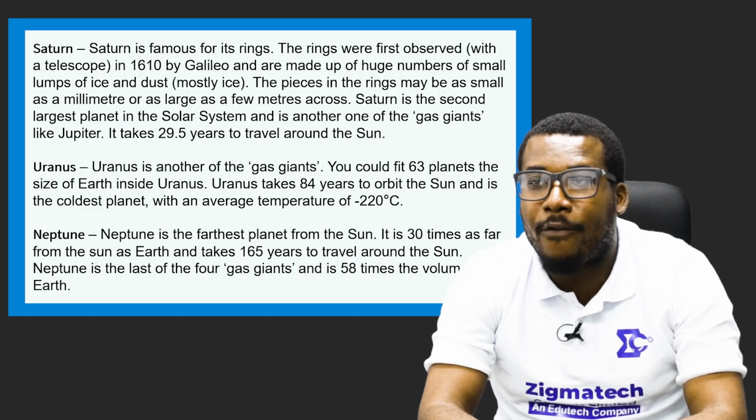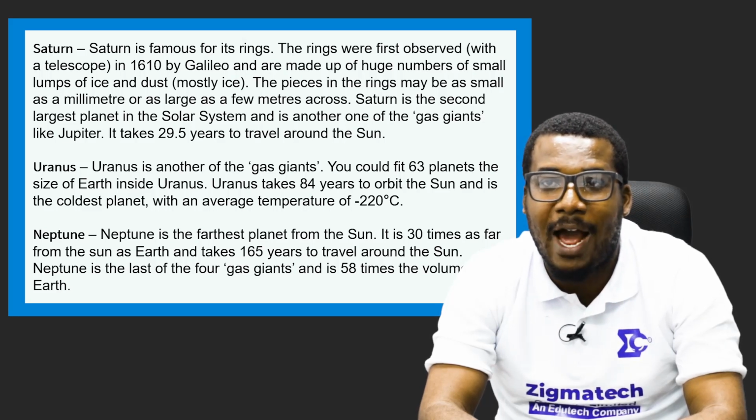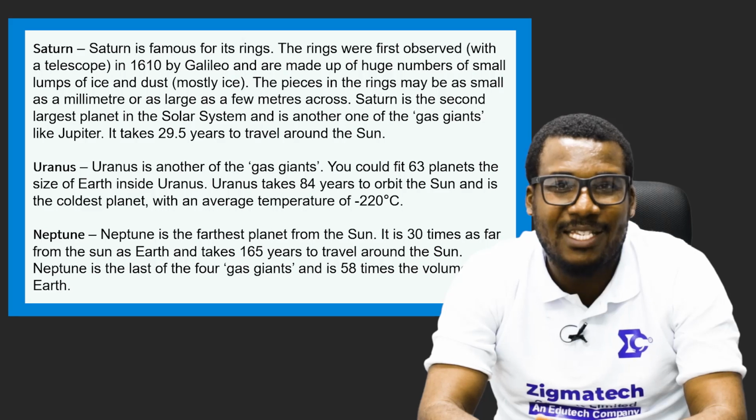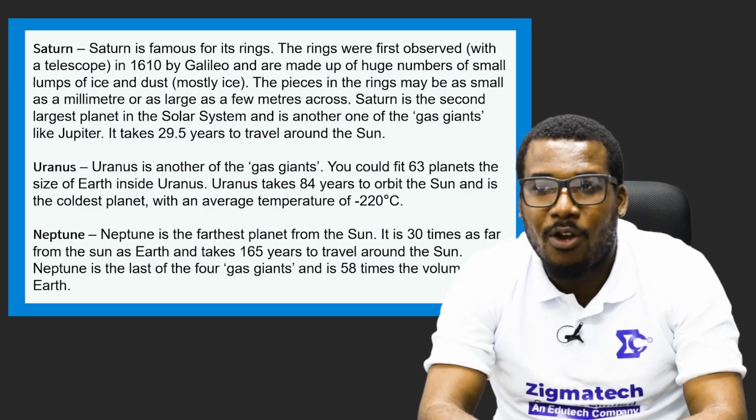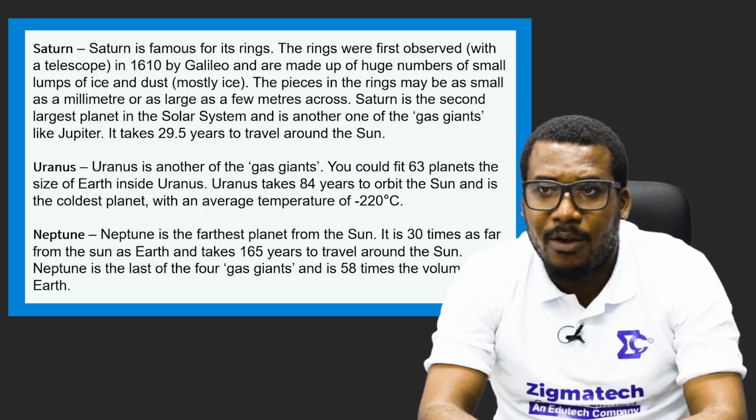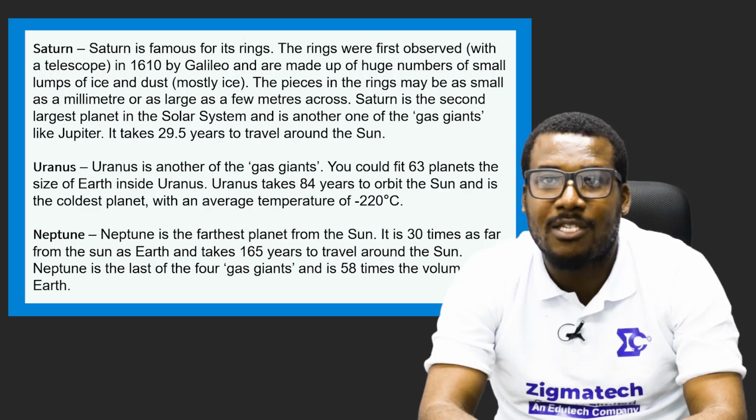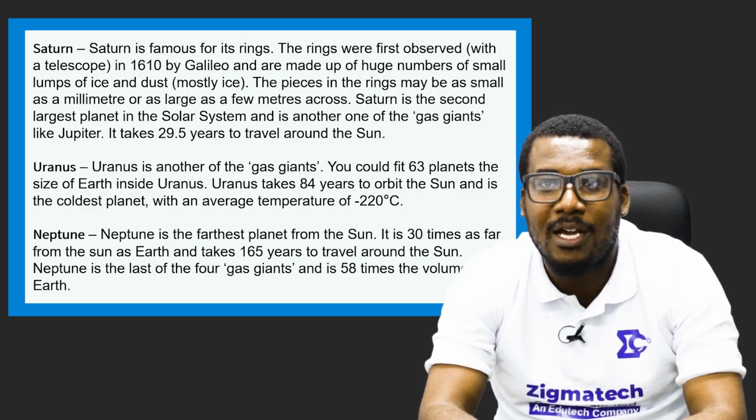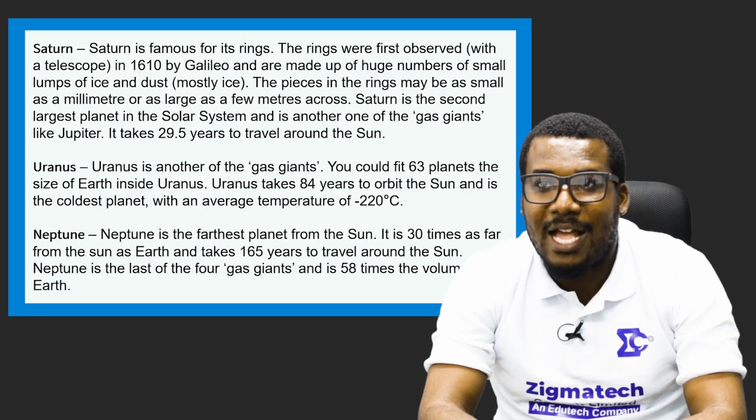and they are made up of huge numbers of small lumps of ice and dust. So it's kind of an icy place, cold, and a bit unfavorable for humans. The pieces in the rings may be as small as a millimeter and as large as a few meters across.